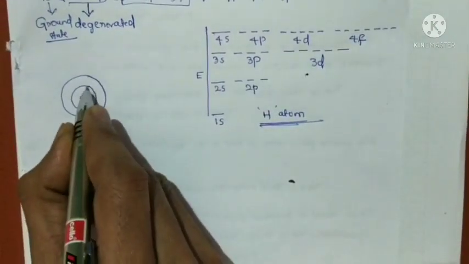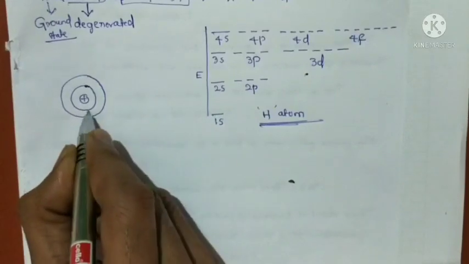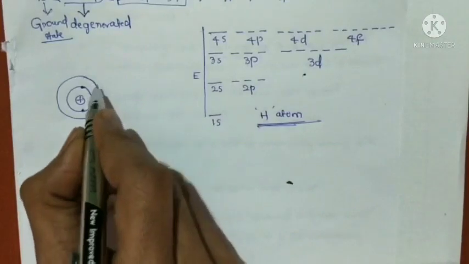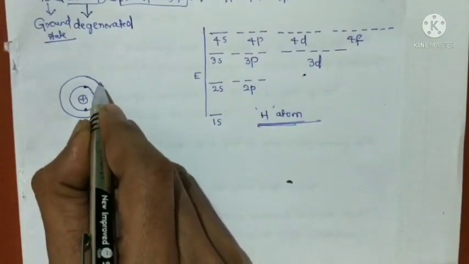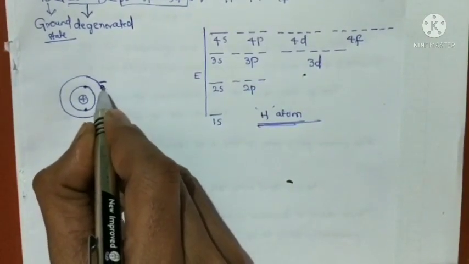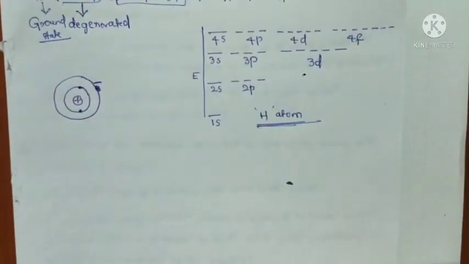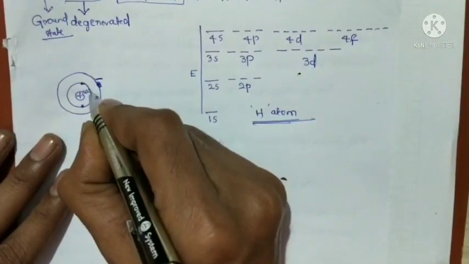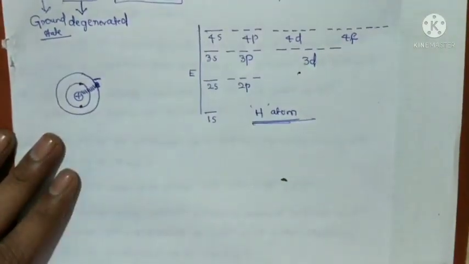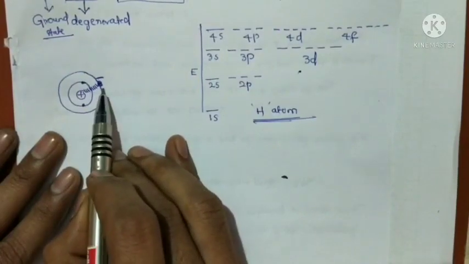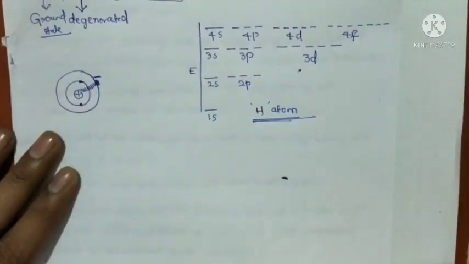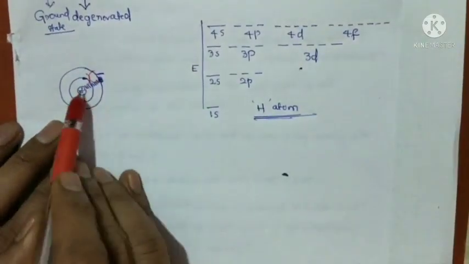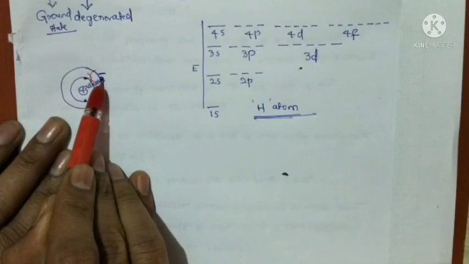Okay, here in the first shell there are 2 electrons. For example, here another electron is also there. This is another electron in the second shell. So here there is attraction between the nucleus and the electrons, as well as repulsion forces. Here repulsion forces are also there between the electron and electron.